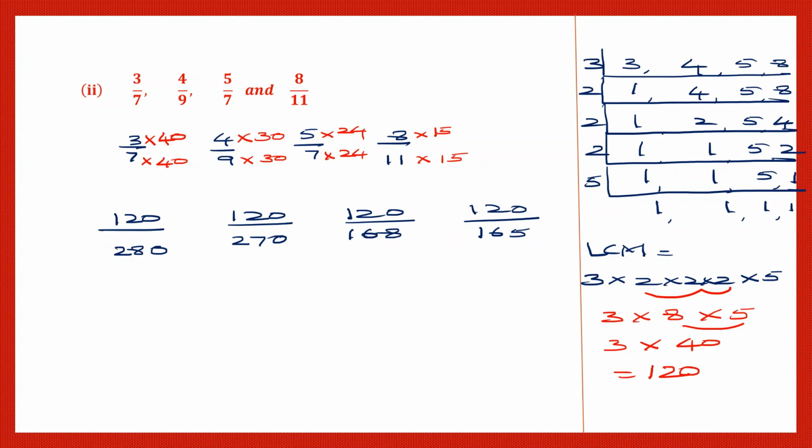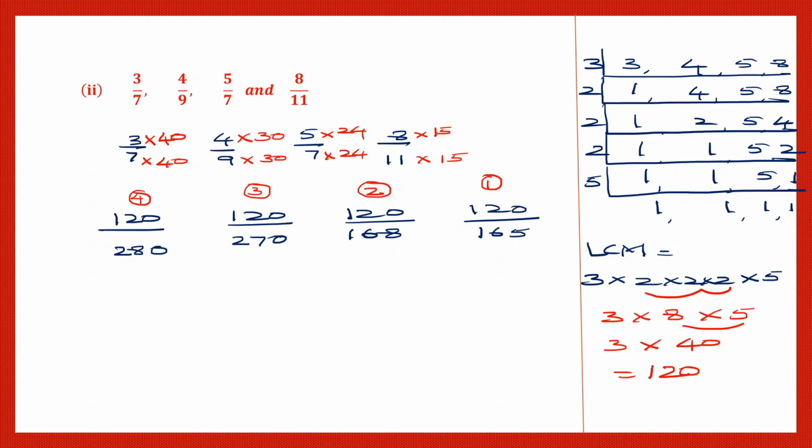And since we are arranging in descending order, big to small, this will come first. So 165 will make it the biggest fraction. Then we go to the next one. 168 is the smallest among the other 3 denominators. But since the numerators are the same, this will make the second biggest fraction. Then we have 280 and 270. 270 will make the next bigger fraction, and then we have this.